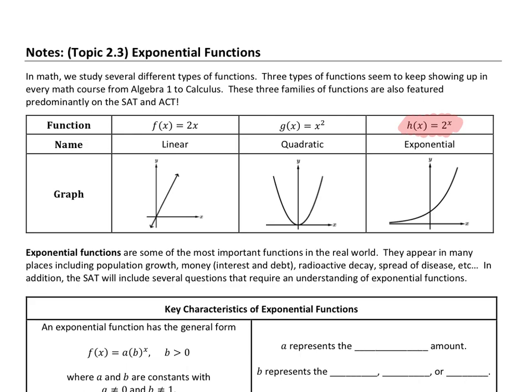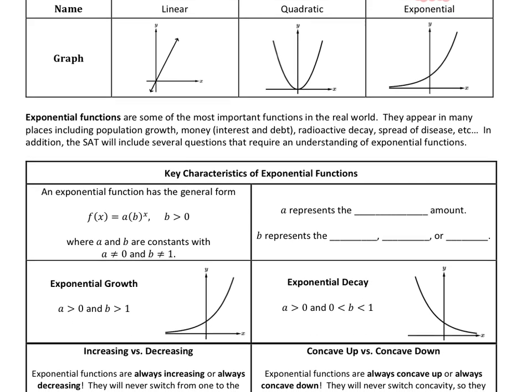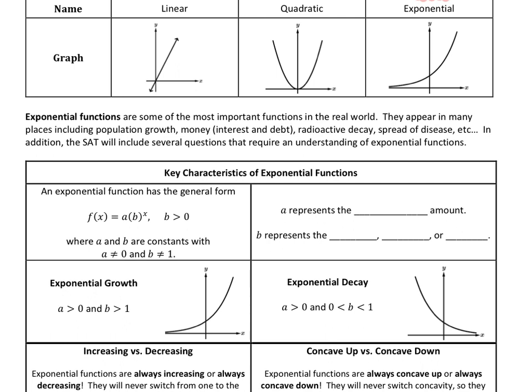So let's talk about some key characteristics of this exponential graph and the exponential function itself. So the exponential function has a general form, like a parent function, sort of, is f of x equal to a times b raised to the x power, given that b is greater than 0. So for all real world scenarios, b is going to be greater than 0.